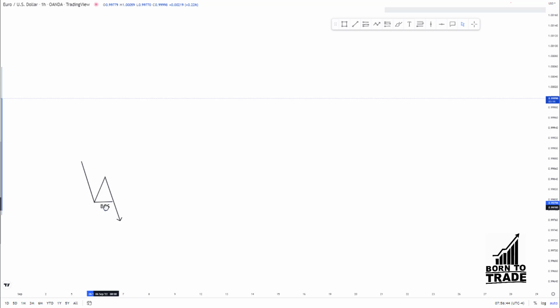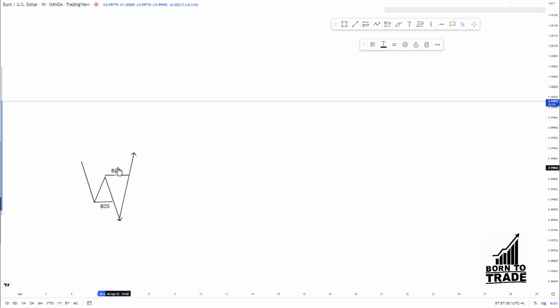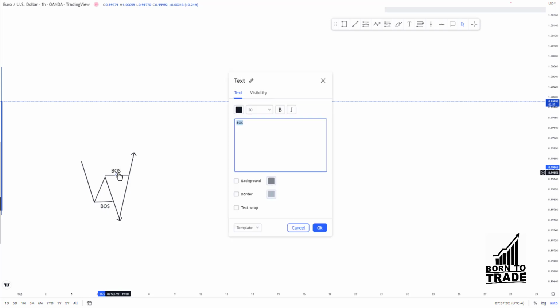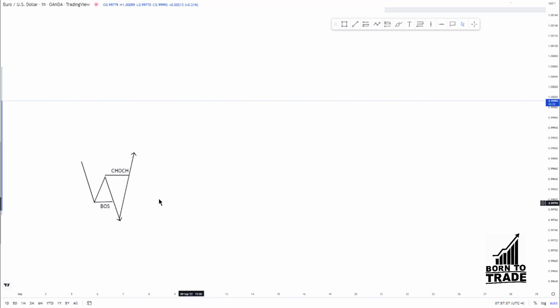So when we get this break of structure, what else do you see? You see price rapidly moves up, which breaks this lower high. When price breaks our lower high, what does that tell us? This is a change of character, and I know you all understand what CHoCH is, so I will not be explaining that much. CHoCH tells us that the trend is about to change. So we got CHoCH right here.